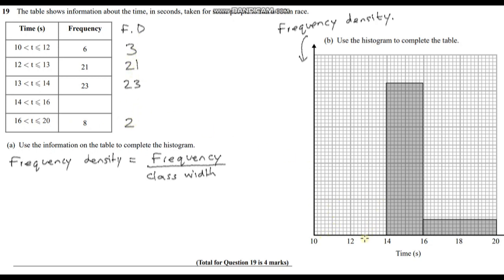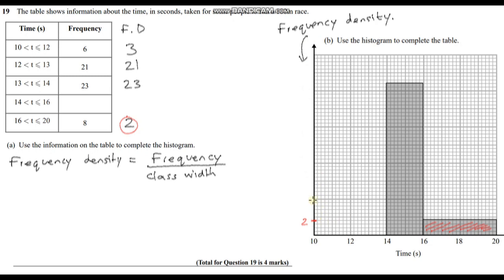We have to plot them on our histogram. And now we can use this bit of information here to fill in our axes, because we know that the frequency density for this category, the 16 to 20 category, is 2. So we know that this point here must be 2. And with that we can now fill in all of our numbers on our y-axis.